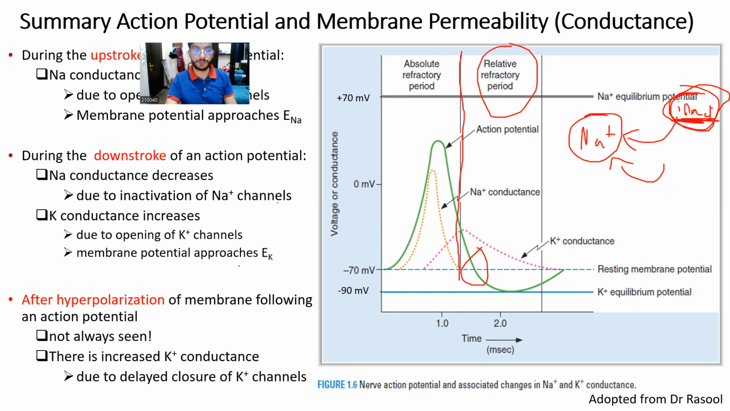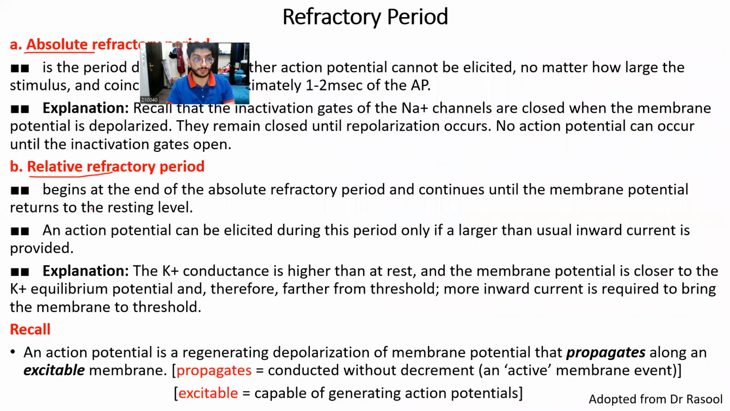The relative refractory period happens not because of the inactivation gate. Basically, the relative refractory period is when you need a stronger stimulus than normal to trigger an action potential. That's all it means. I think it's written over here. Let me check. Begins at the end. Yeah, larger than usual inward current. Basically, you need a larger graded potential. So remember the graded potential, you need a very strong one in order to trigger an action potential in the relative refractory period.